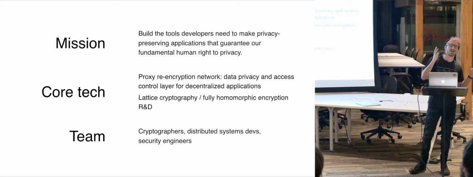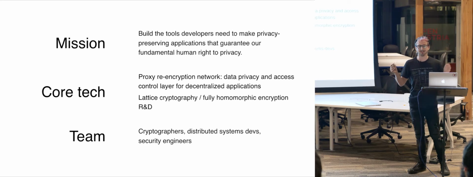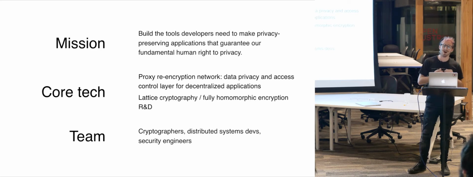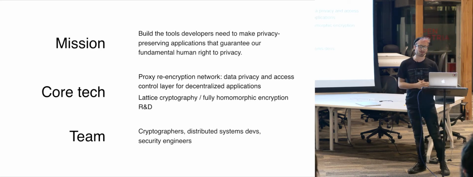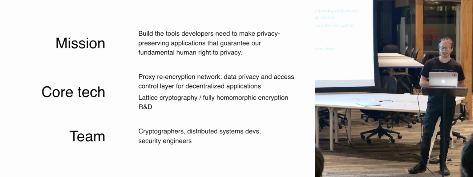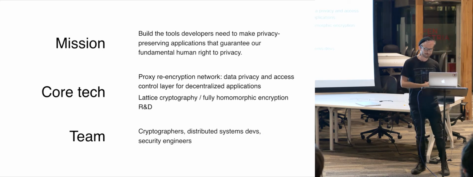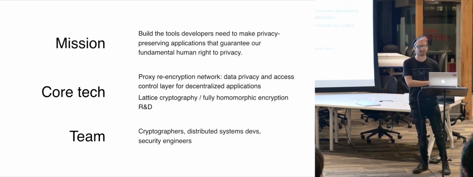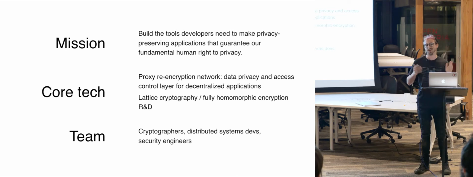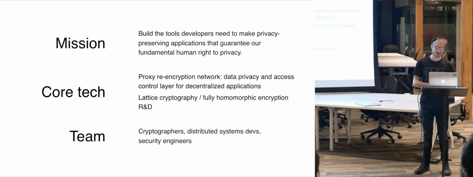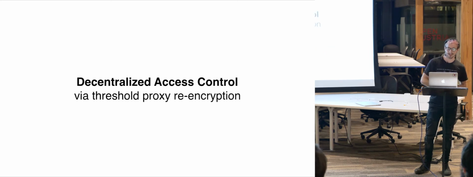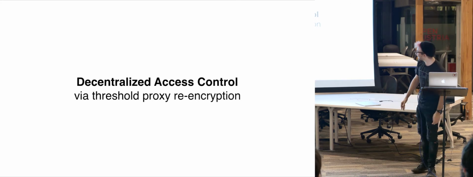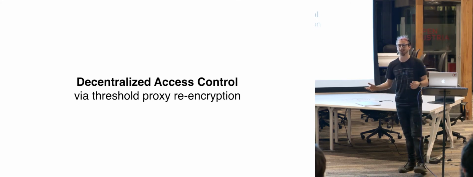Our core tech that we use for our network is something called proxy re-encryption. I'll dive into what that is. But some other things we have going on are based on lattice-based cryptography, like fully homomorphic encryption. And we also do some research and development on the side for that. Our team is composed of cryptographers, software engineers, distributed systems developers, security engineers, people with a variety of backgrounds working for us. So with that said, what we do at our core is decentralized access control through threshold proxy re-encryption.